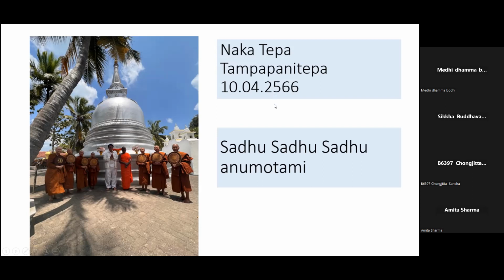If we go to Tampapani Dipa, how can we get kusala from this trip? Can you explain? That's a very, very great question. Thank you very much, Paping.